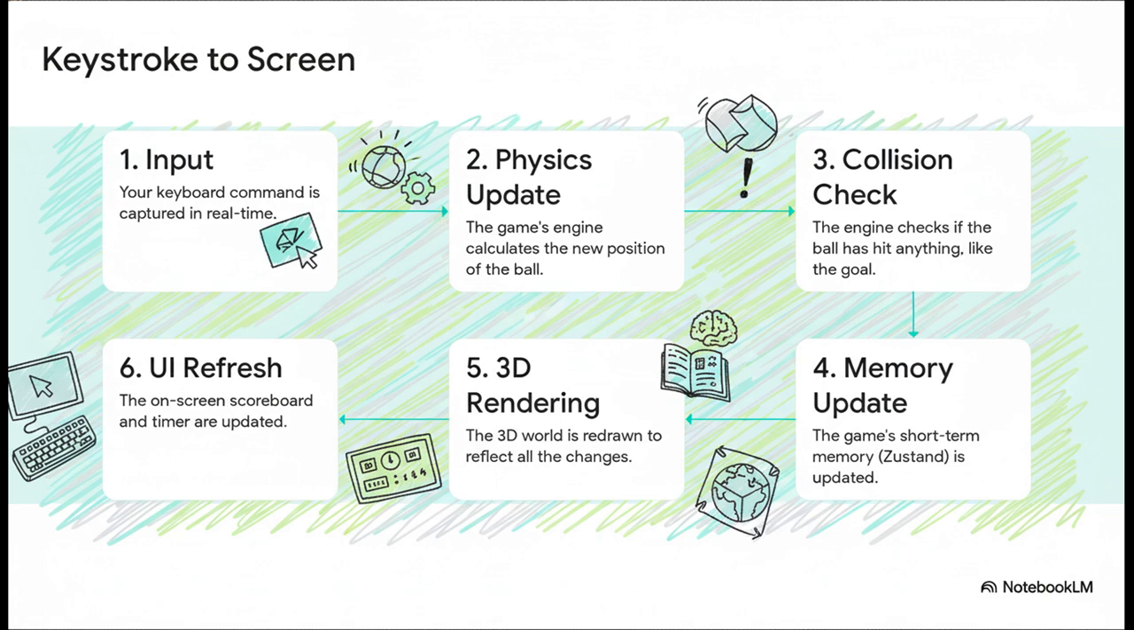And here's the crazy part. All of this happens so fast, it's almost unbelievable. Every single frame, this little 6-step dance happens. The second you hit a key to shoot, the game calculates the physics, checks for a collision, updates its memory, and then redraws the entire 3D world and the 2D scoreboard. This whole cycle happens 60 times a second. It's so fast, it feels completely instantaneous.